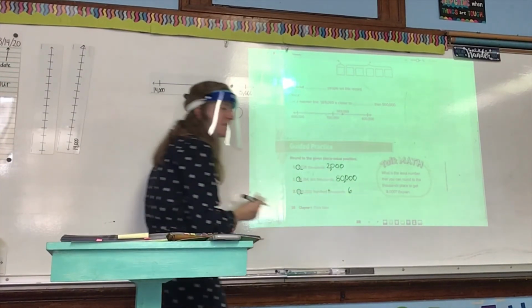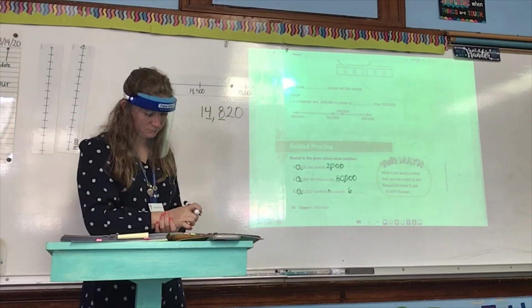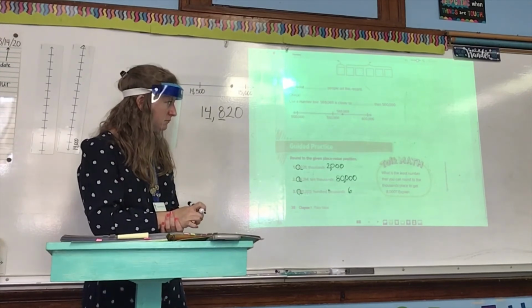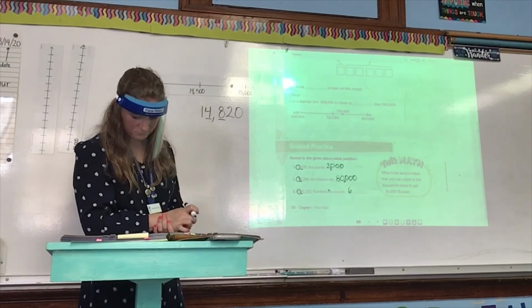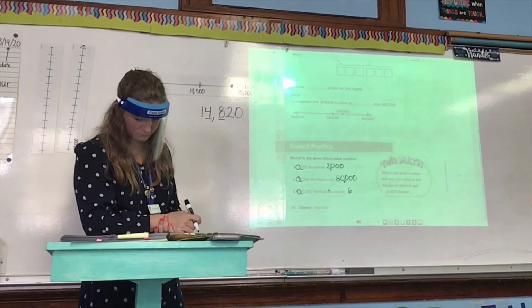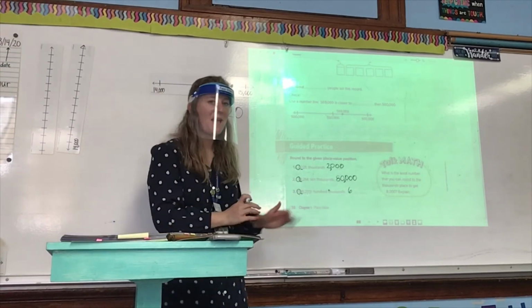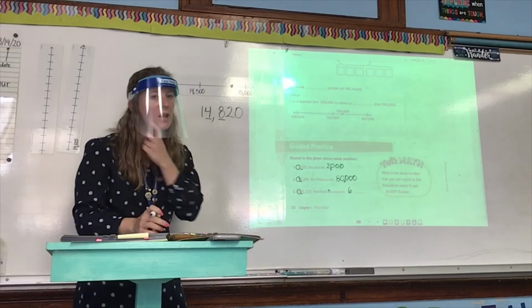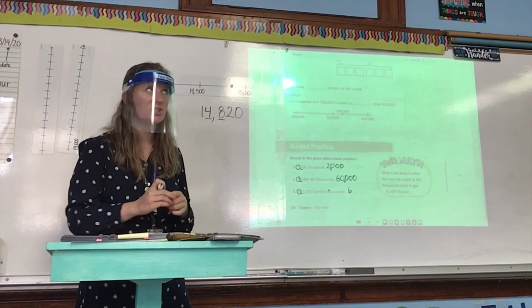Now, Zari, read step 4. We replace all the digits after the circle digit with 0. How many zeros come after the circle digit? So do not include the circle digit when you're counting.